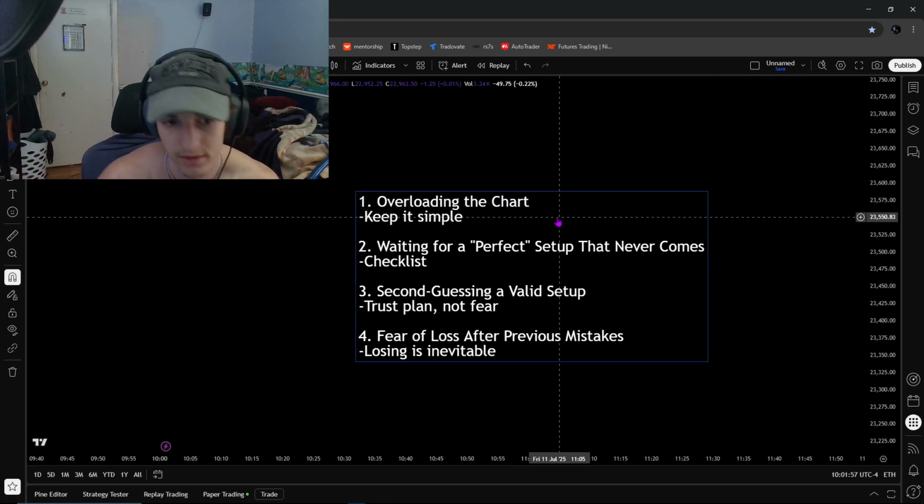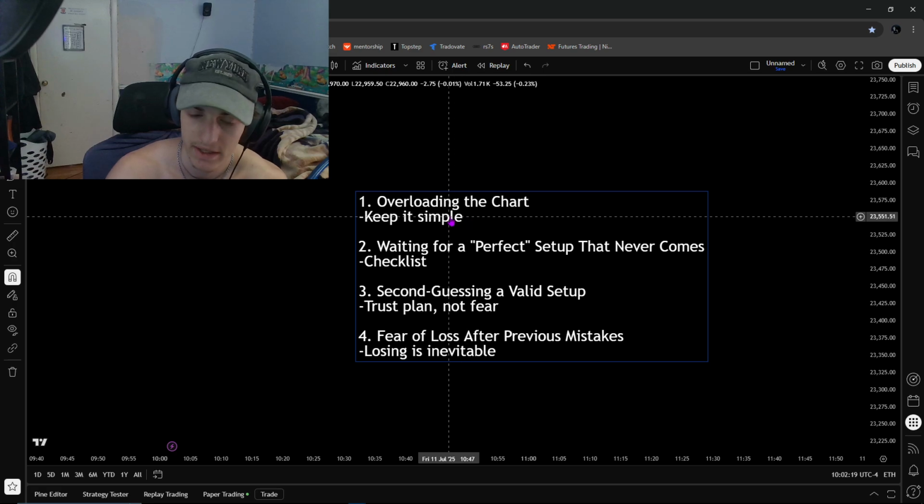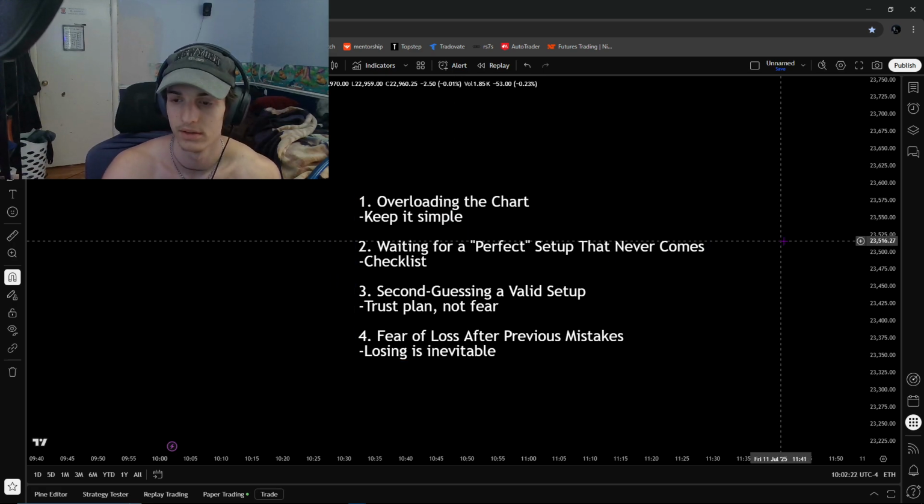Overloading the chart. Now, this means you're putting every confluence imaginable everywhere, every time you see it. Every trend line, every fair value gap, every high, every low, every swing high, every take profit point, bullish and bearish. Relax. Keep it simple. The only thing you should have on your chart is like the 3 main things you use to enter. And maybe a few, 2 to 3 high time frame confluences.